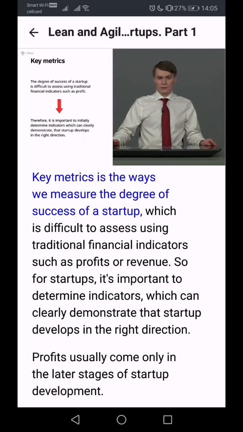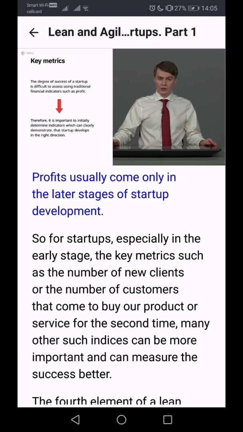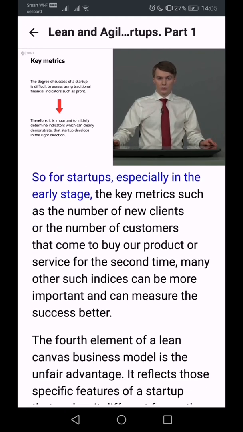Key metrics are the ways we measure the degree of success of a startup, which is difficult to assess using traditional financial indicators such as profits or revenue. So for startups, it's important to determine indicators which can clearly demonstrate that the startup develops in the right direction. Profits usually come only in the later stages of startup development. So for startups, especially in the early stage, key metrics such as the number of new clients or the number of customers that come to buy our product or service for the second time, and many other such indices, can be more important and can measure the success better.